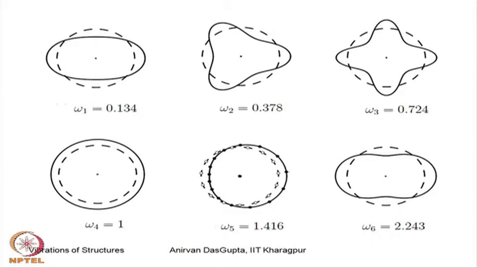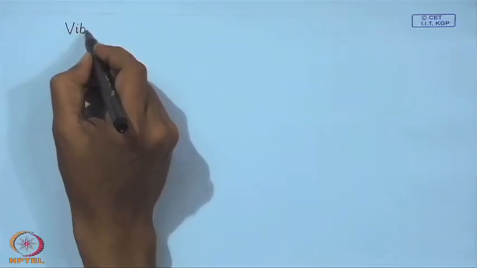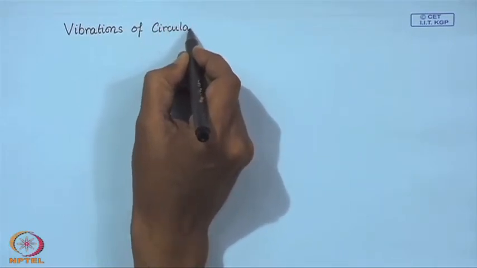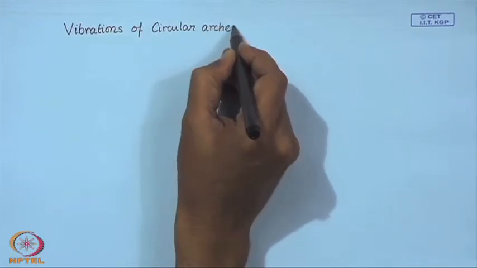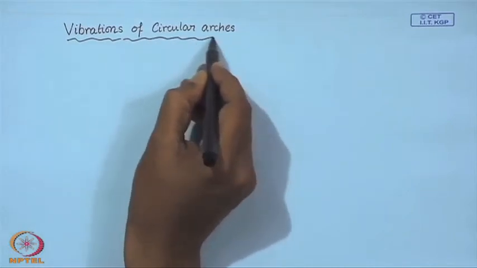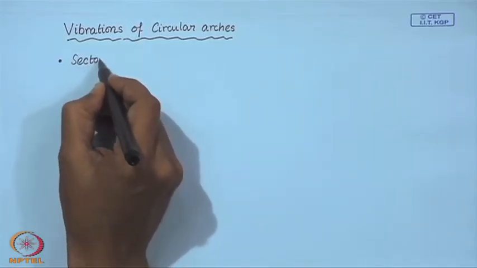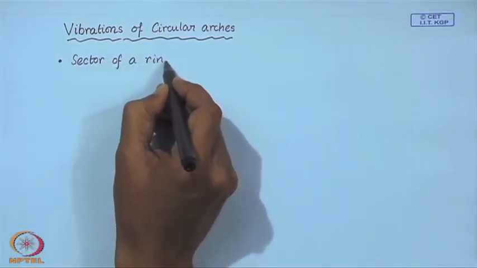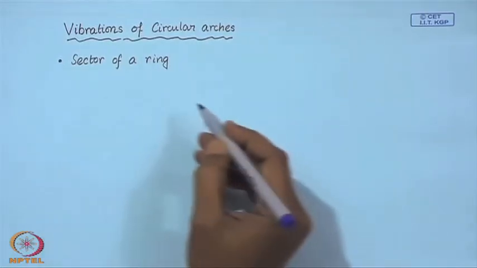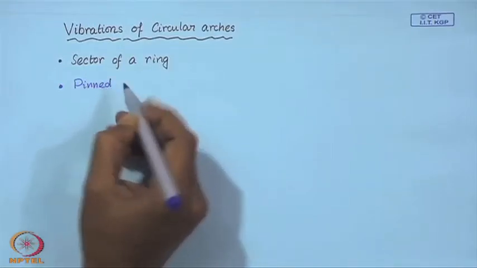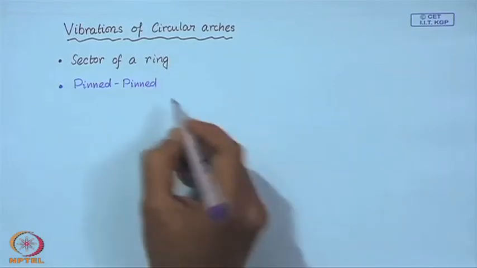So, till now we have been discussing vibrations of rings. Next we will discuss vibrations of arches, so, circular arches. A circular arch is nothing but a sector of a ring. We will consider two examples of arches. One is the pinned arch and the other is the clamped arch.